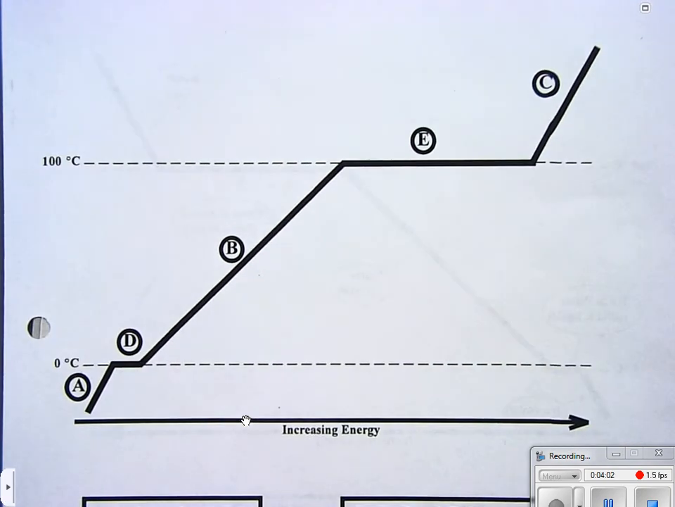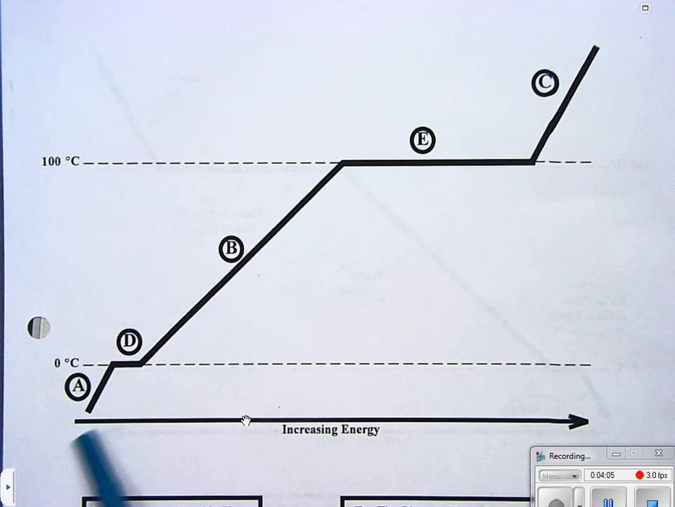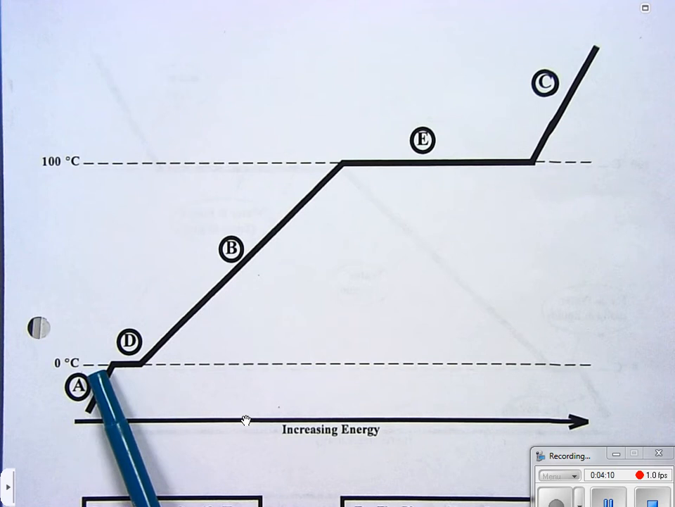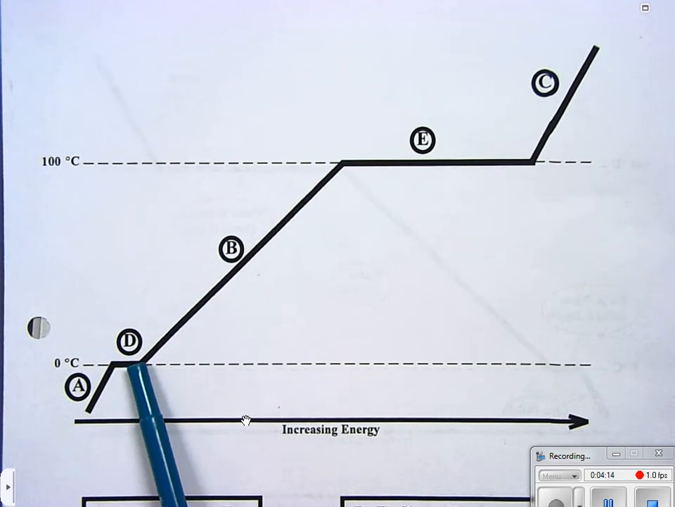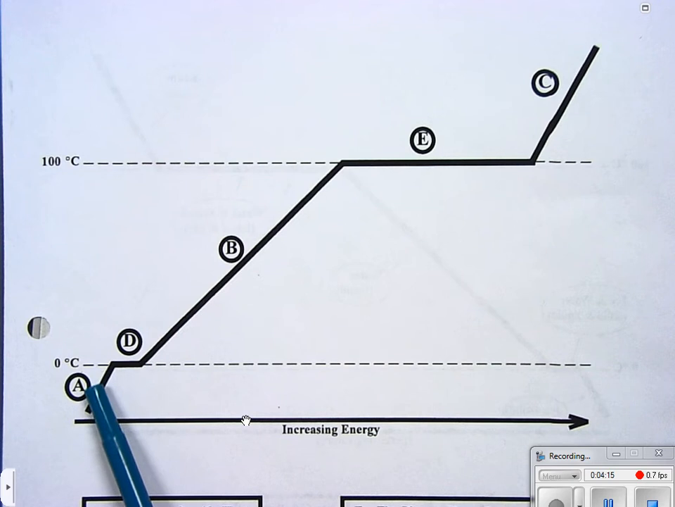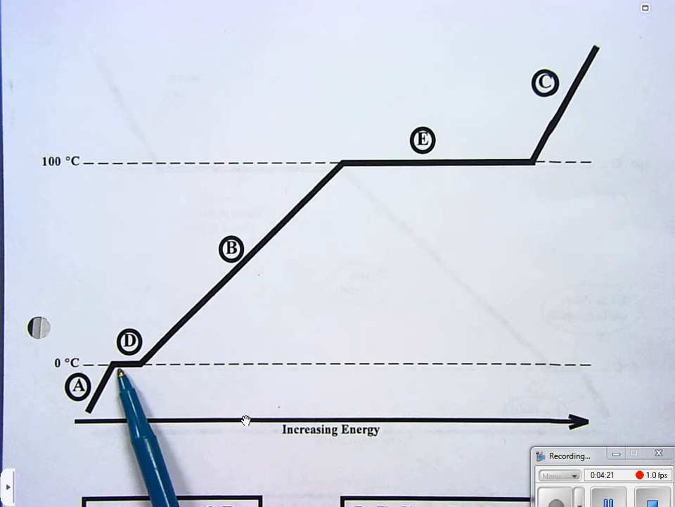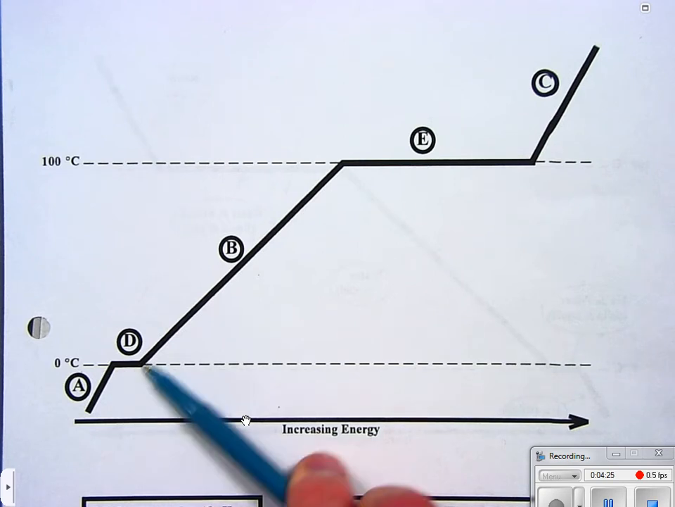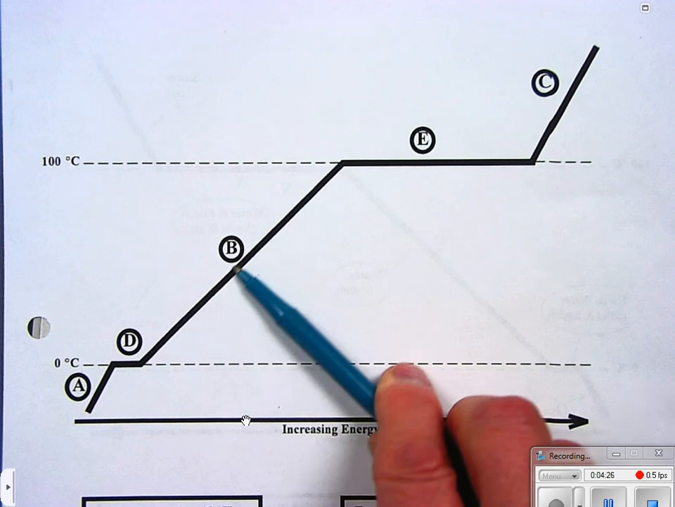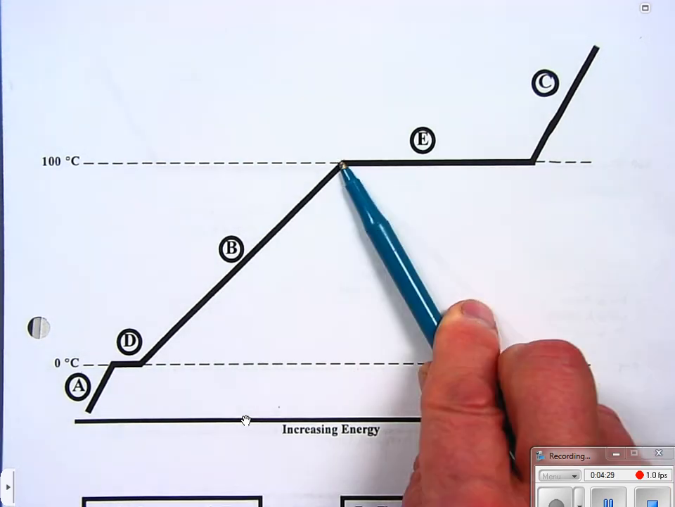As the energy is increasing, we get a heat rise on letter A, which is the solid, until we get up to D, and then we get a change in phase from all solid to solid and some liquid until we get to all liquid and no solid. Then the temperature will rise again until we get to 100 degrees centigrade.